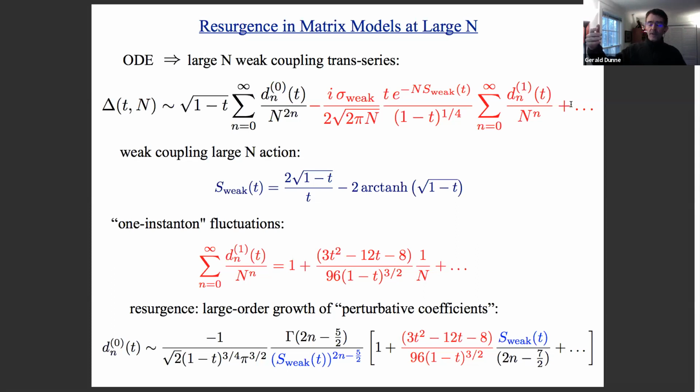So this is demonstrating that this resurgent structure is preserved even when you have two variables, multiple variables.